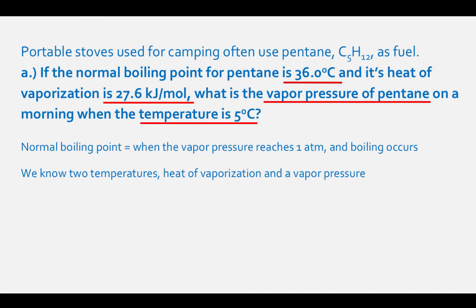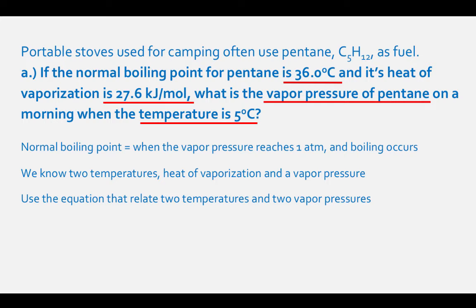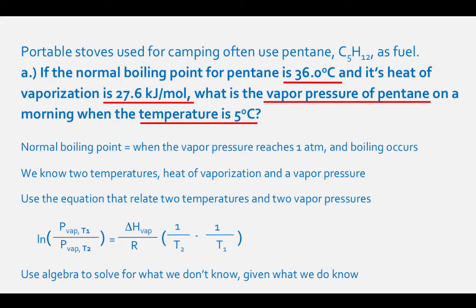Since we know two temperatures and one vapor pressure and the heat of vaporization, and we are asked to solve for the other vapor pressure, we will use the equation that relates two temperatures and two vapor pressures. This equation is the natural log of vapor pressure of the liquid at one temperature divided by the vapor pressure of the liquid at a second temperature equals the heat of vaporization divided by the gas constant times 1 over the second temperature minus 1 over the first temperature. To use the equation, we will have to use some algebra to solve for what is unknown and what is known.